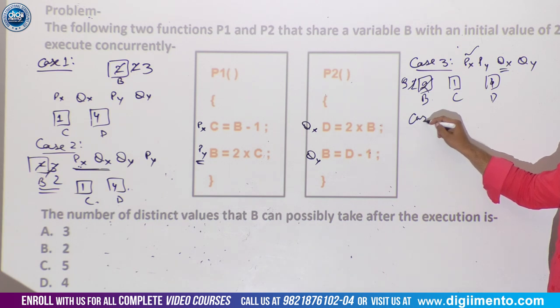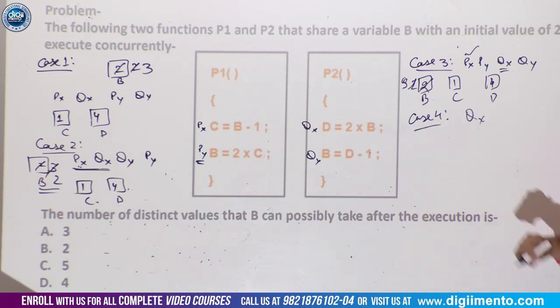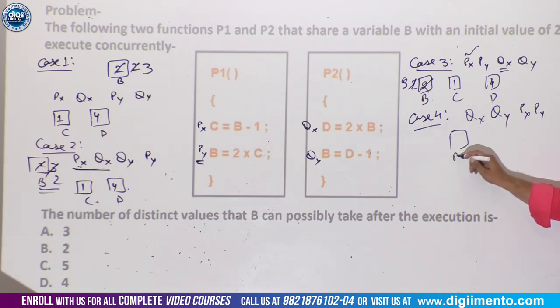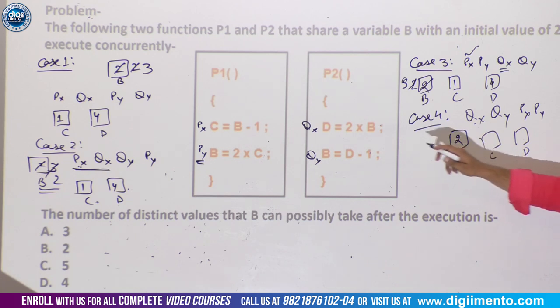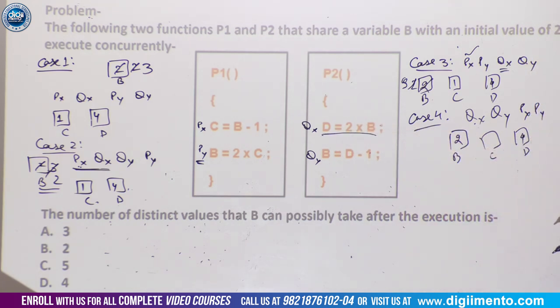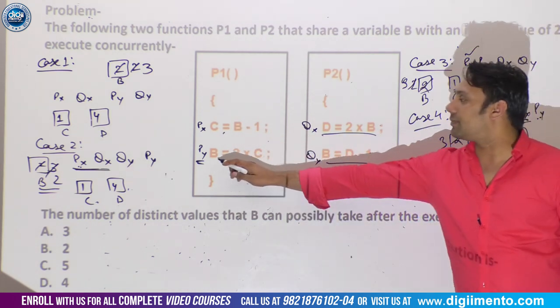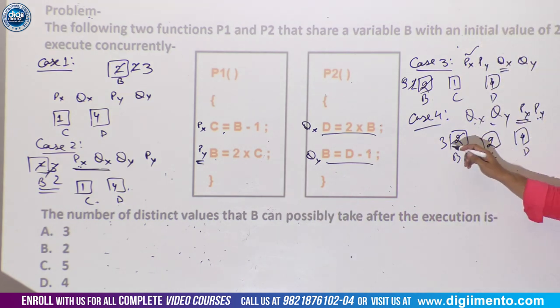But let us assume we have this case, where first we execute QX, then QY, then PX, and then PY. Again, in this case, the end result will change. This is the value of B, this is the value of C, and this is the value of D, and the initial value here is 2. If I execute QX, that means in D I am going to store 4. If I execute QY, that means in B I am going to store 3. If I execute PX, that means in C I am going to store 2 again. If I execute PY, that means in B I am going to store 2 into 2, that is 4. Again the value is different.